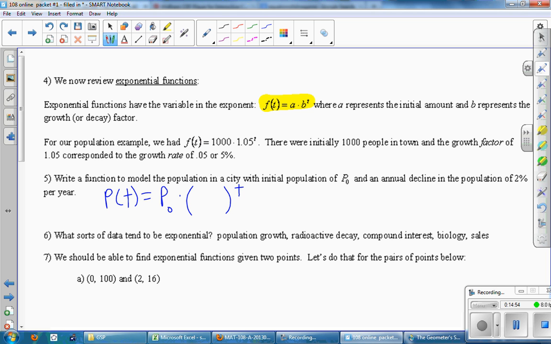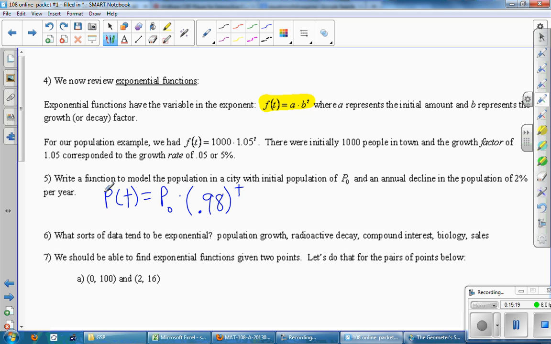So somehow that decline of 2% is supposed to affect what's in the parentheses. So if you decline by 2%, what number goes in the parentheses? Well, the number in the parentheses is the percentage that's still there, not the percentage that left, but the percentage that's still there. And if 2% left, then 98% is still there. So hopefully a bunch of you figured out that 0.98 is what goes inside of there.